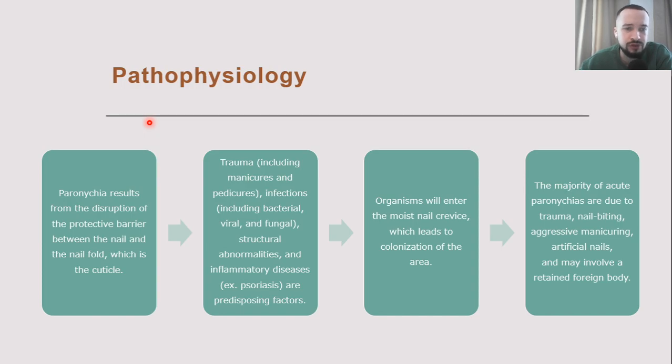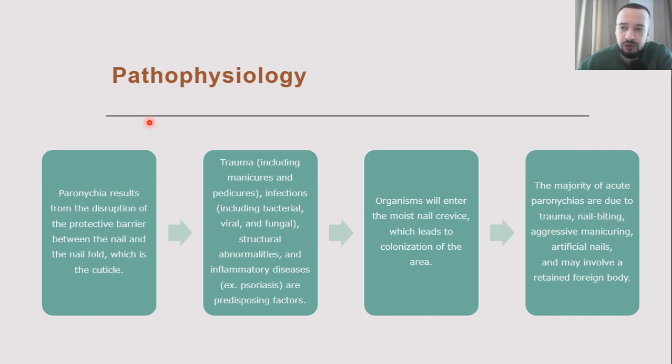Pathophysiology. Paronychia results from the disruption of the protective barrier between the nail and the nail fold, which is the cuticle. Trauma, including manicures and pedicures, for example, infections, including bacterial, viral, and fungal, structural abnormalities, and inflammatory diseases, for example psoriasis, are predisposing factors. Organisms will enter the moist nail crevice, which leads to colonization of the area.